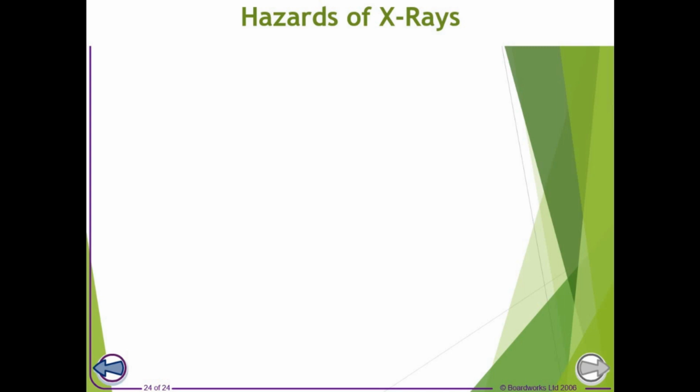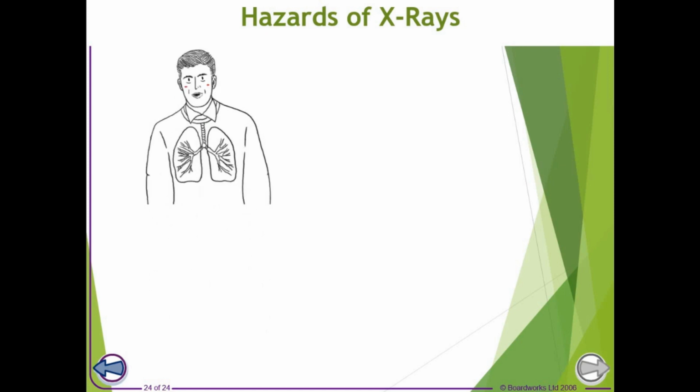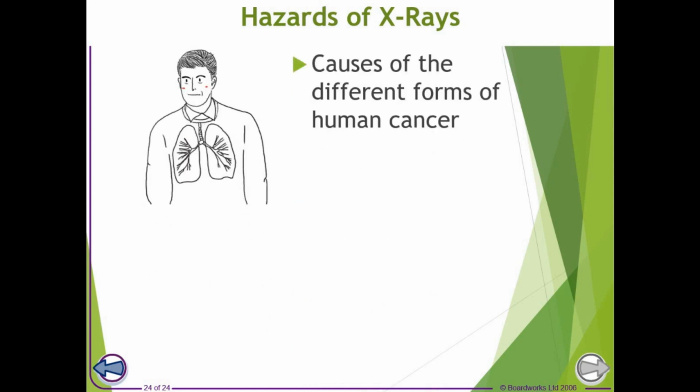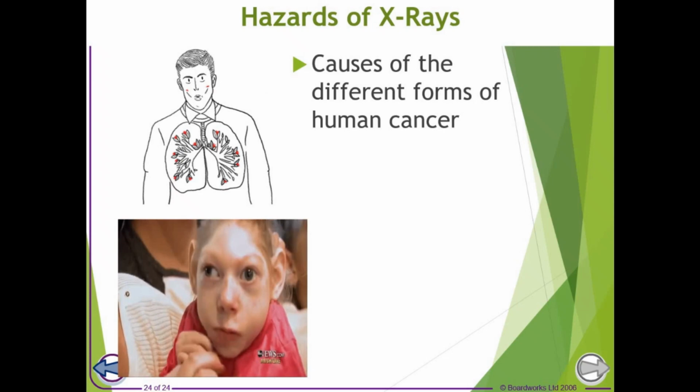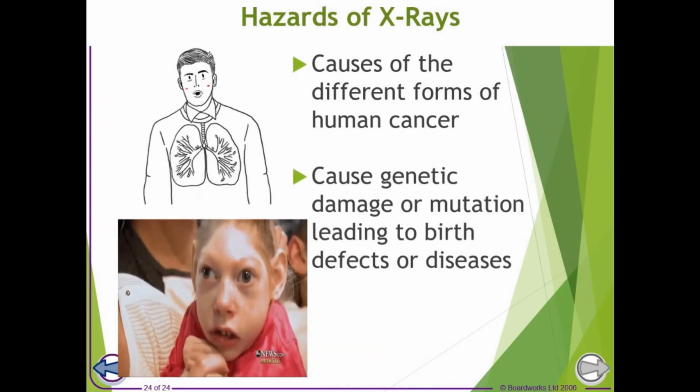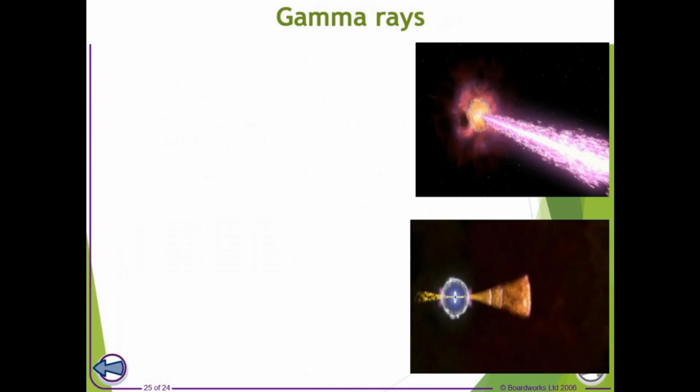What are the hazards of X-rays? Because of its ionizing property, it is one of the causes of the different forms of human cancer. And also, it can cause genetic damage or mutation leading to birth defects or diseases. Let's move on to gamma rays.